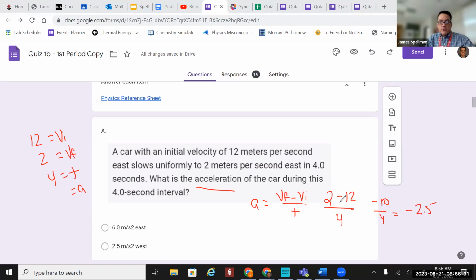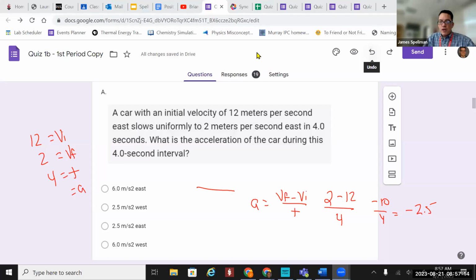In this case, if the acceleration of the car is negative 2.5, it's going to the east and it's actually decelerating. So since it is decelerating and it was going east, this ends up being an acceleration of 2.5 meters per second in the west because it's pushing against it and slowing it down.